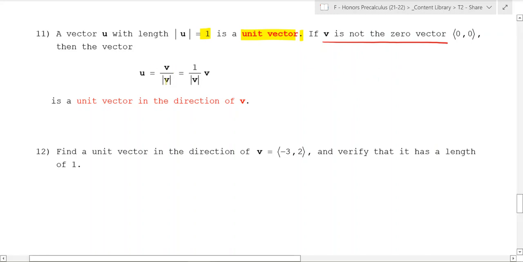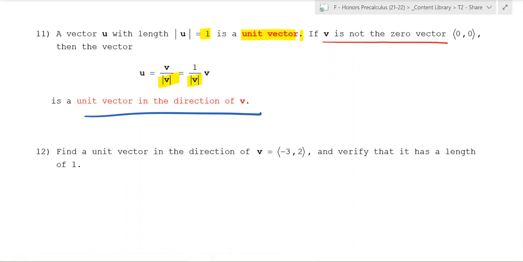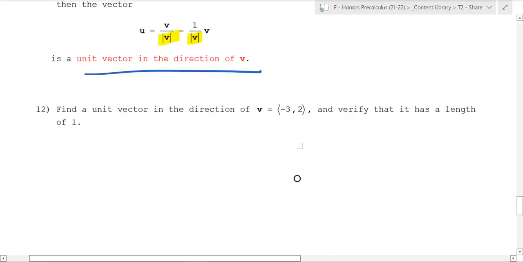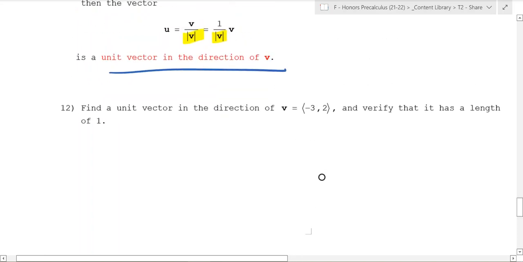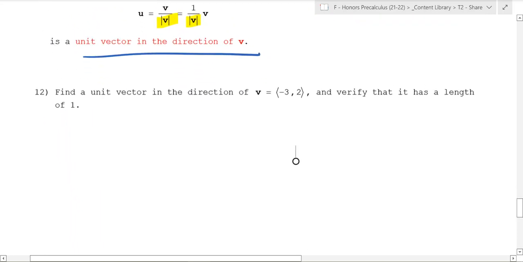So if you want to turn something into a unit vector, say you had a vector v that doesn't have a magnitude of 1, you divide it by its magnitude. That's what's going on right here, and you will get a unit vector in the same direction. Multiplying by a scalar, or dividing by a scalar, does not change the direction of a vector. So what does this mean here? Find a unit vector in the direction negative 3, 2, and verify that it has a length of 1.